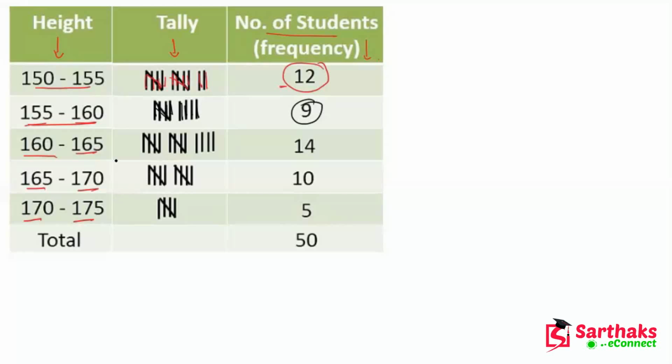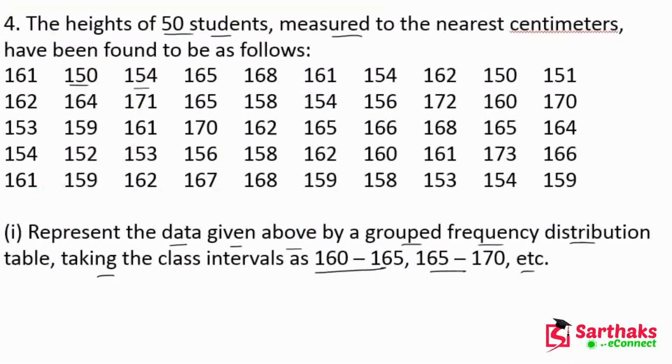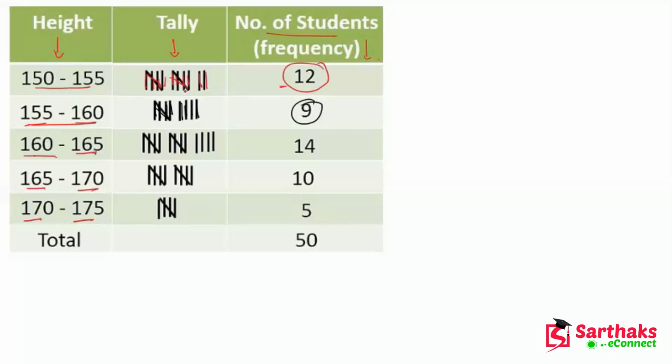Similarly, how many students lie between 160 and 165? If you see the data again, there are a total of 14 students. Similarly, we can do the tally marking. There are 10 students between 165 and 170, and 5 students between 170 and 175. I hope you understand these things, my dear friends.